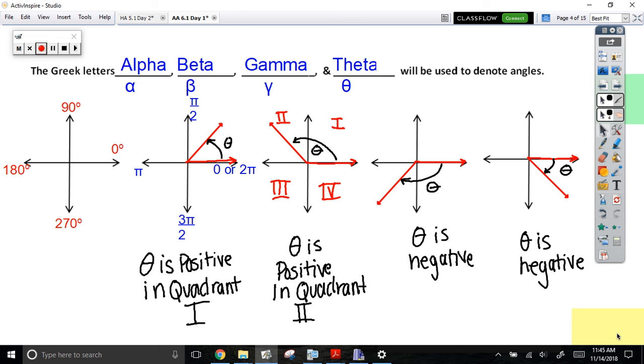So we're not going to use a protractor when we're drawing these. We're just going to estimate them just like we did on the bell ringer. Just have it approximately. Doesn't have to be perfect. First three are in degrees.